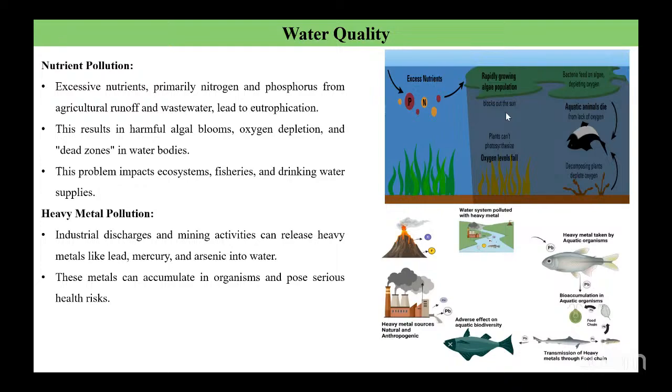So the oxygen is lacking for the aquatic animals, such that they die, and decomposing plants deplete the oxygen as well. And plants cannot perform photosynthesis due to the blockage of sun, ultimately leading to the fall of oxygen. All right. So this is the major effect of water pollution. This problem mainly impacts ecosystems, fisheries, and drinking water supplies. So nutrient pollution needs to be monitored carefully.